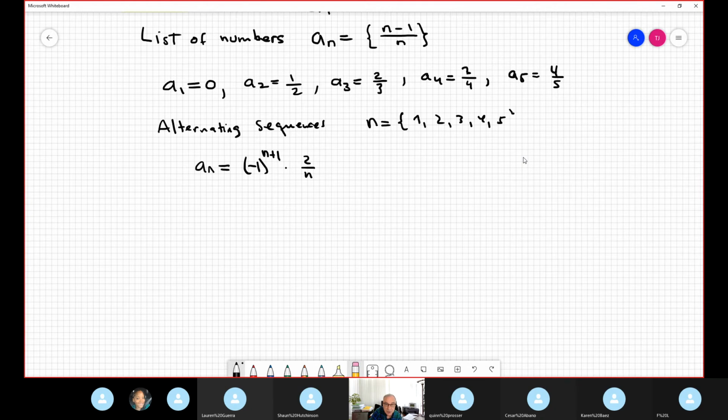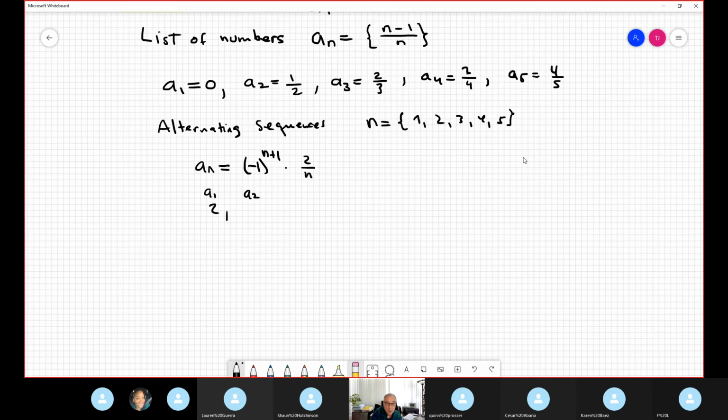Let's see what happens. Entonces the first guy is n equal 1. Plugging in 1 here. 1 plus 1 is 2. And negative 1 squared is positive 1. It's invisible. Entonces 2 over 1. 2 over 1. O sea, it's just 2. Comma. This is a1.